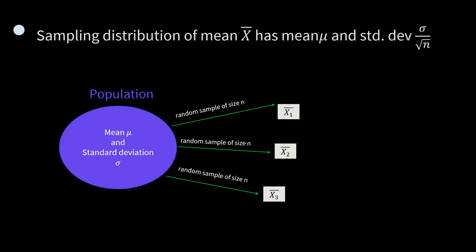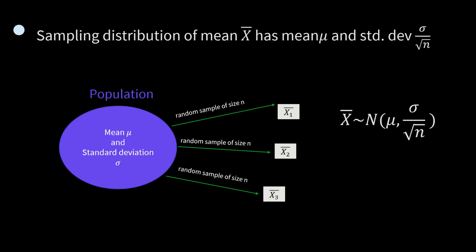Since these samples vary, these x1 bar, x2 bar, x3 bar will be a variable quantity. So that set will again form a distribution, and the set involving x1 bar, x2 bar, x3 bar, etc., which forms a new distribution, is called a sampling distribution of mean x bar. And this new distribution of mean x bar has mean mu, and the standard deviation will be sigma by square root of n, and this distribution will be normal.